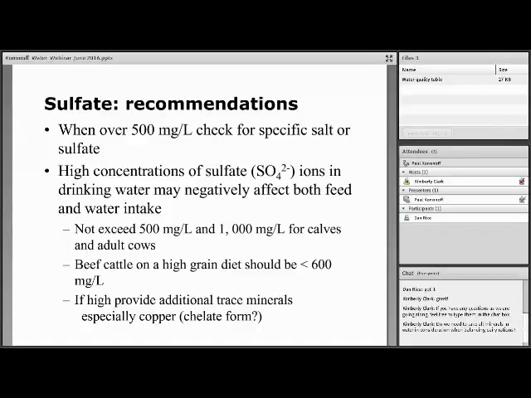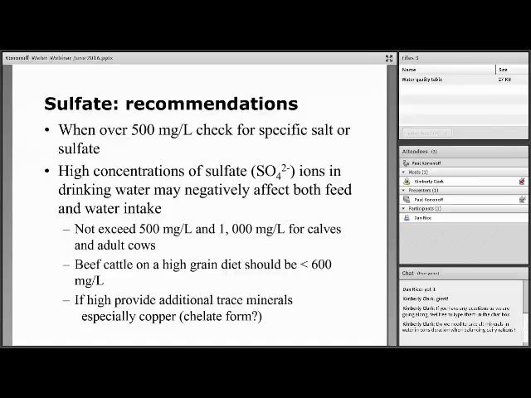As I've mentioned, high concentrations of sulfate can negatively affect water intake, okay? And so your water, when you're looking at both calves and adult cows, should not contain anything more than 500 milligrams per liter for young animals, and perhaps 1,000 milligrams per liter for adult cows. It's also been recommended that for beef cattle, based on the high grain diets, they tend to be a little more susceptible to sulfate problems, that their water not be anything greater than 600 milligrams per liter.